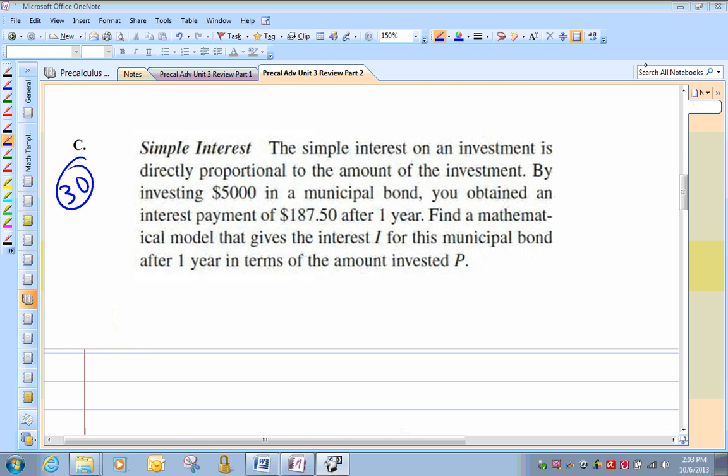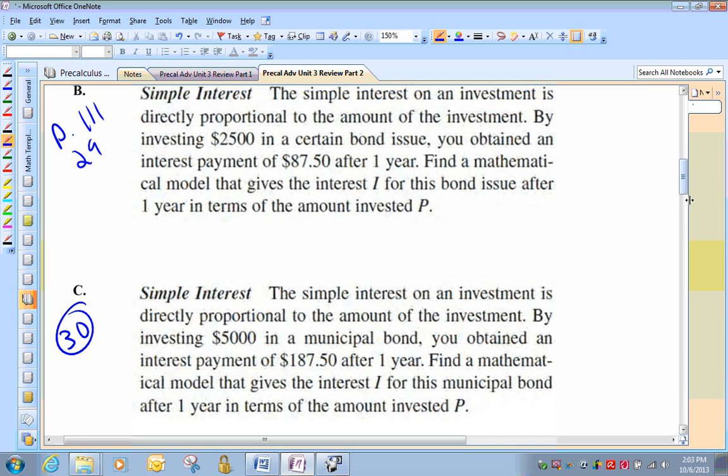Let's move on. All right, we've got a couple problems here. We've got problem B, which is on page 111. It's problem 29.